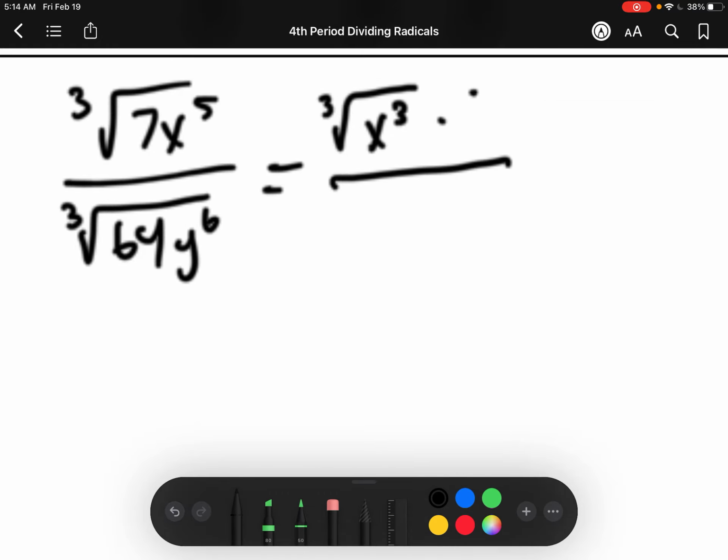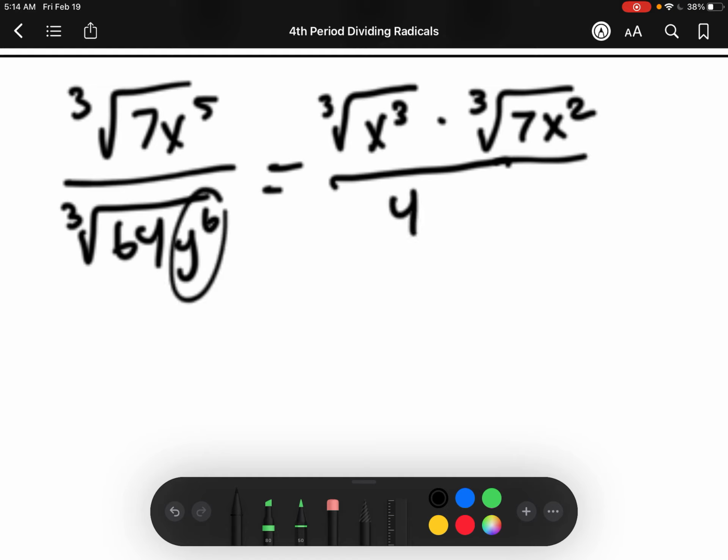And then times what I cannot take the cube root of, which is 7 and x squared, right? And then when you take the cube root of 64, you get 4. And when you take the cube root of y to the 6th power, remember, you divide the exponent by the index. 6 divided by 3 is 2, so you get y squared.